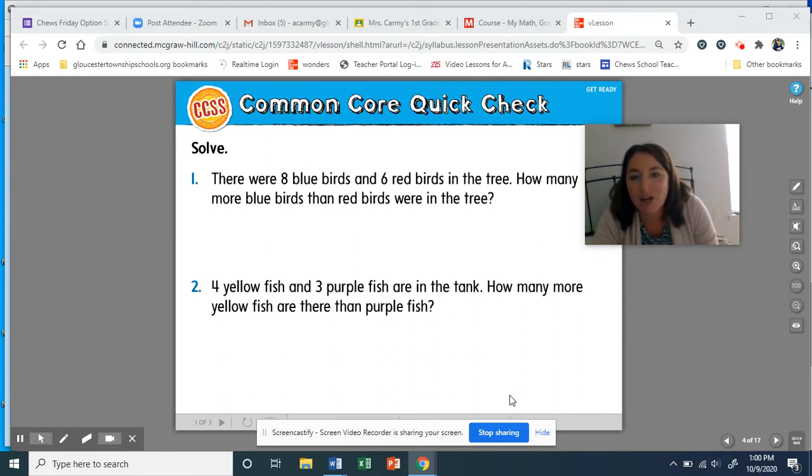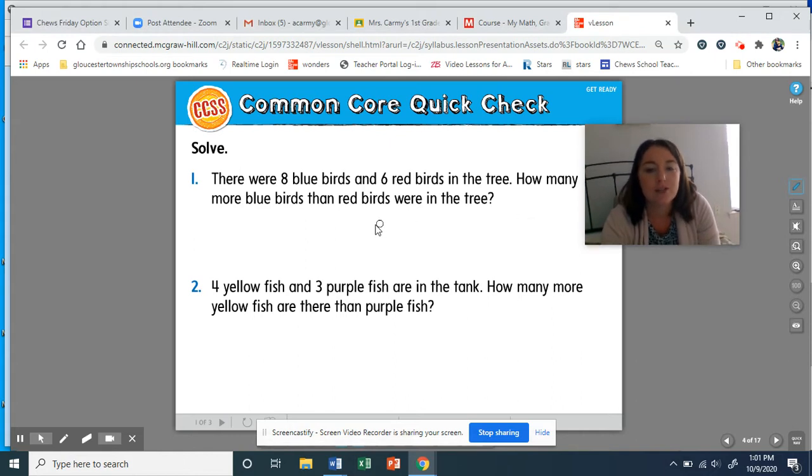All right. So we see the problem. It says there are 8 bluebirds and 6 redbirds in a tree. How many more bluebirds than redbirds were in the tree? Now, boys and girls, whenever we see the phrase many more, we always think it means minus. Many more means minus. So what I'm going to do now is write my subtraction number sentence.